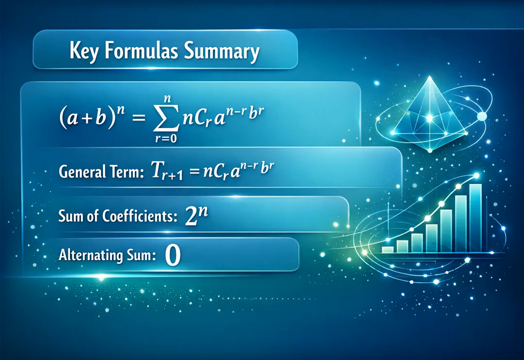Key formulas to remember. (a+b) to the n equals the sum from r equals 0 to n of nCr times a to the n minus r times b to the r. The general term is t subscript r plus 1 equals nCr times a to the n minus r times b to the r. The sum of all coefficients equals 2 to the n. The alternating sum equals 0.